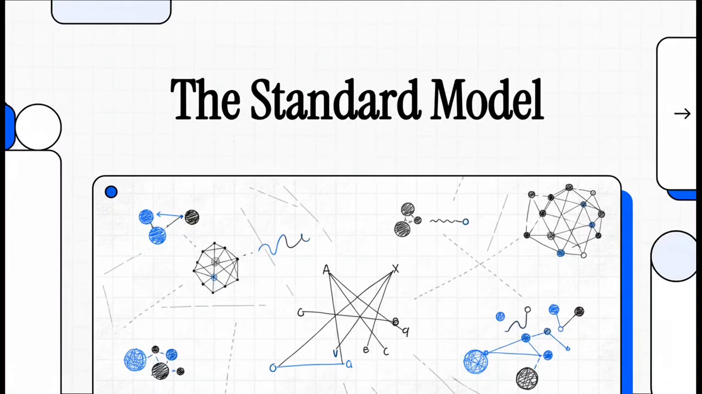So what are you made of? What is this screen made of? What is everything made of? For about the last 50 years, our best answer to that question is a theory called the Standard Model. It's basically the user's guide to our entire universe.